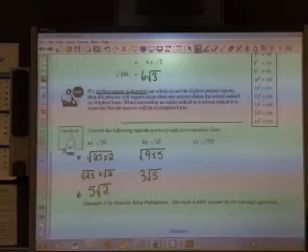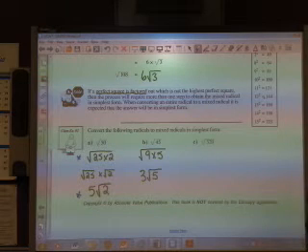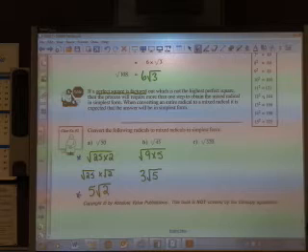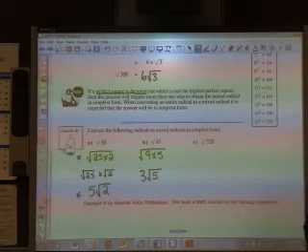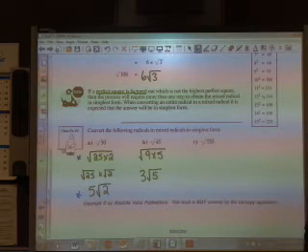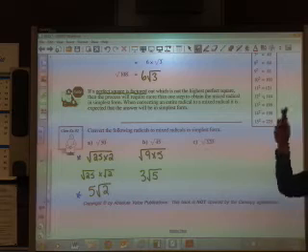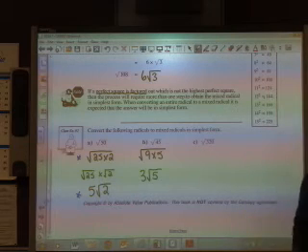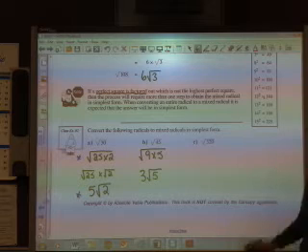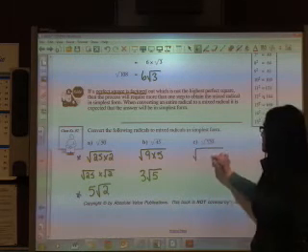320. What can I divide 320 by? Is 5 a perfect square though? I want to pick a perfect square number. 10's not a perfect square either. Look at that column right here. Oh, I'm looking at the other side. Look at this side. 64. 64 times what? 5.